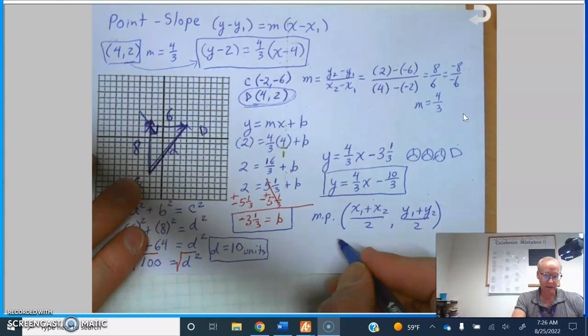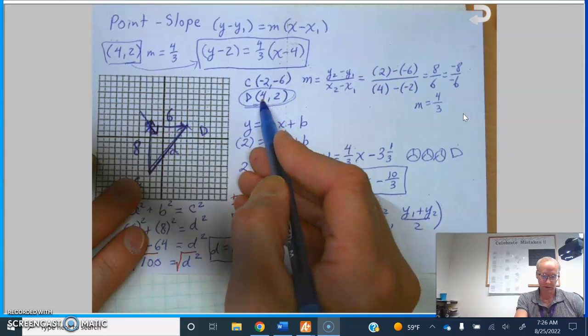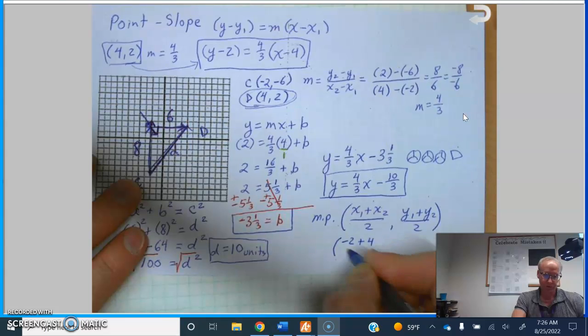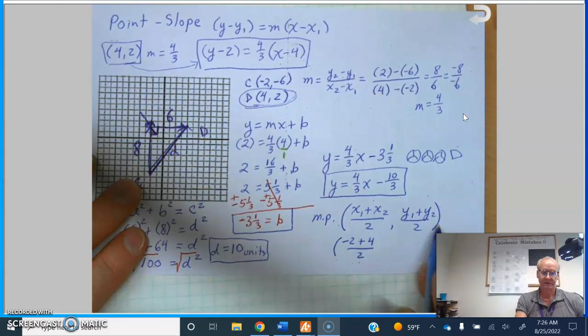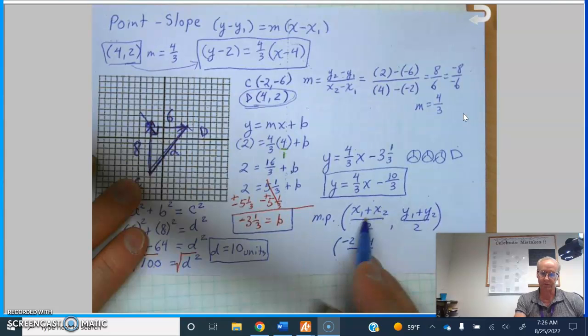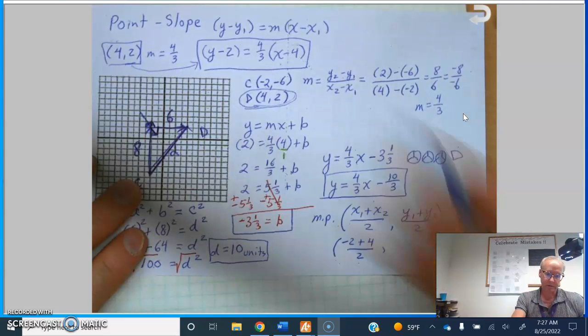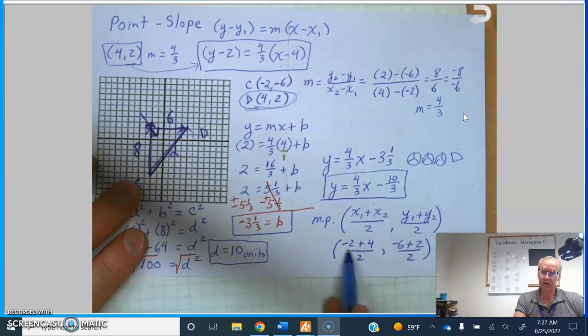So I'm going to add my x's together. Negative 2 plus 4 over 2. Notice this isn't an equal sign. There's nothing going on. It's just an ordered pair. That's all that is. That's why it has the comma between it. I'm going to add my y's. Negative 6 plus 2 over 2. And then I'm going to add these together.